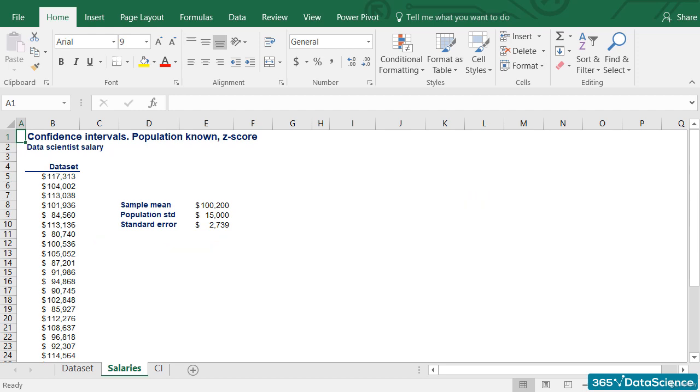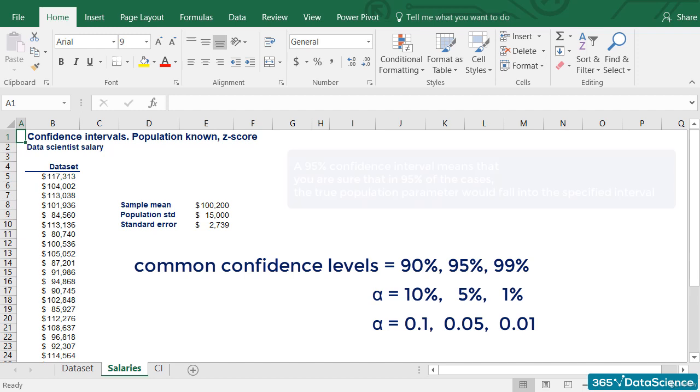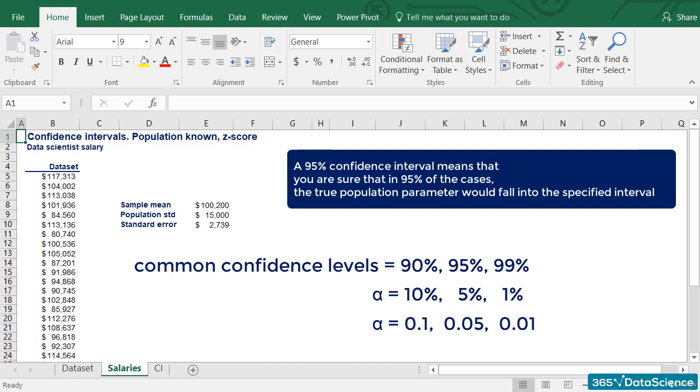Having calculated these values, we can take the next step and choose our confidence level. Common confidence levels are 90%, 95%, and 99%, with respective alphas of 10%, 5%, and 1%. Another way to put the value of alpha is 0.1, 0.05, and 0.01 respectively. Keep in mind that a 95% confidence interval means you are sure that in 95% of the cases, the true population parameter would fall into the specified interval.